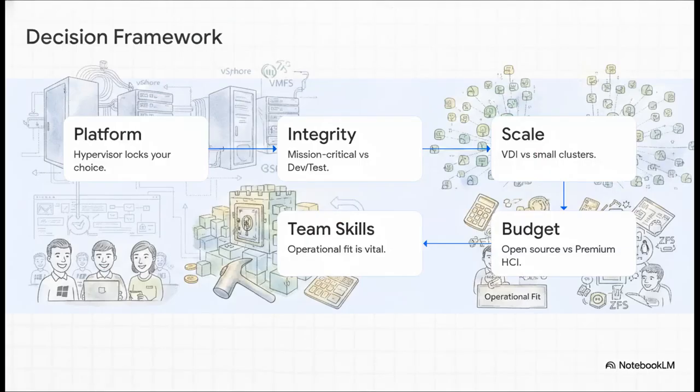When it comes time to make your final choice, there are 5 dimensions you really need to look at. You start with your hypervisor, because let's face it, if you're on vSphere, you're pretty much locked into VMFS or vSAN. Then look at your data integrity needs, then scale and budget. But listen, pay super close attention to number 5 here. Remember that the most technically superior file system is completely useless if your IT team lacks the operational expertise to run it. If your entire team only knows Windows, dropping a complex open-source ZFS Linux stack on them, that is a recipe for disaster. Operational fit beats technical superiority every single time.